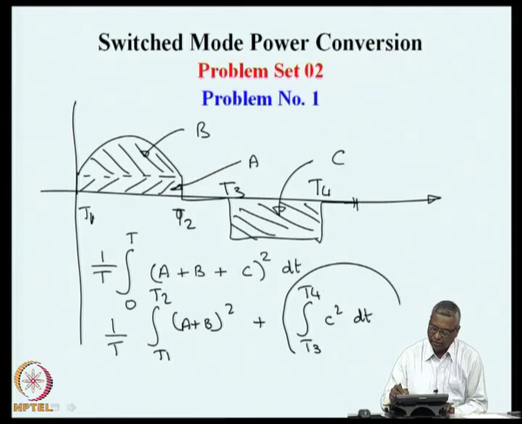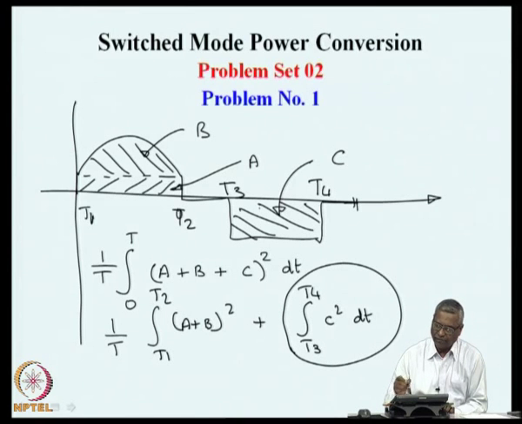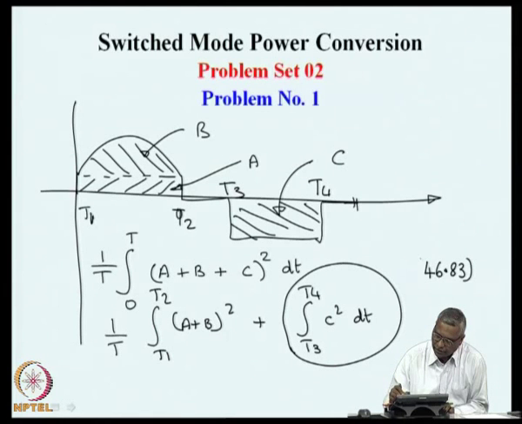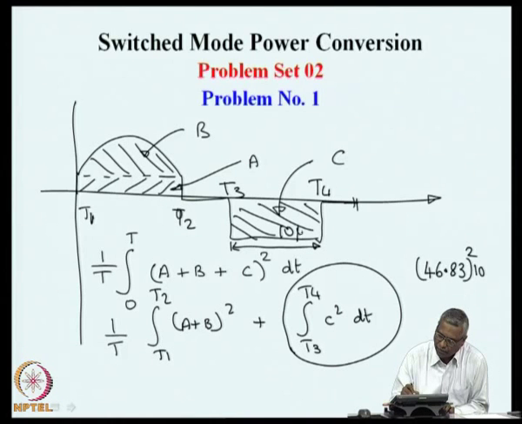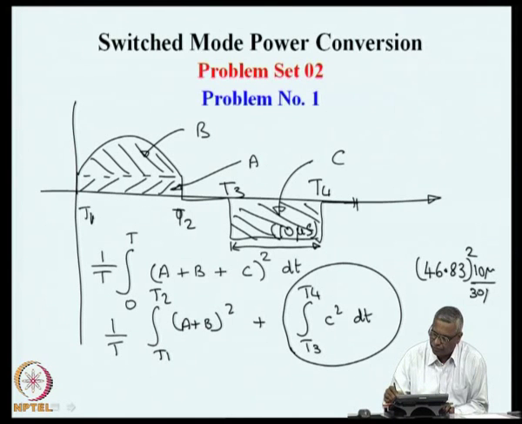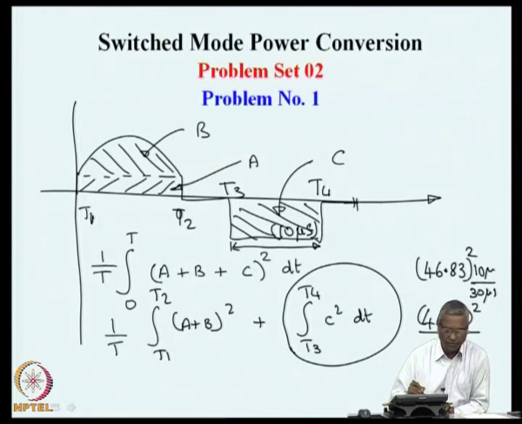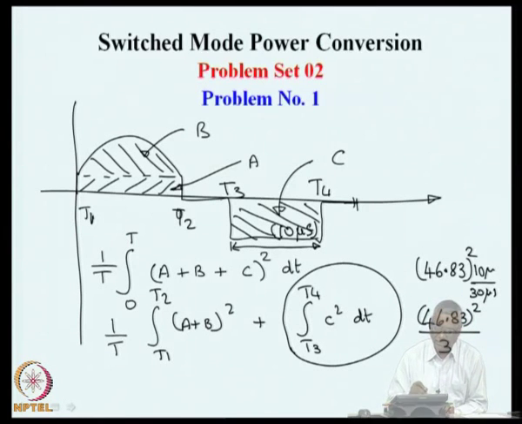This portion is a very simple square wave. So, we might simply say that this would be 46.83 square multiplied by the period 10 microsecond for that, divided by the total period, which is 30 microsecond. So, if we find out I Rms square on account of the C component, that will be 46.83 whole square divided by 3. So, that is the first part of this portion of the Rms current.